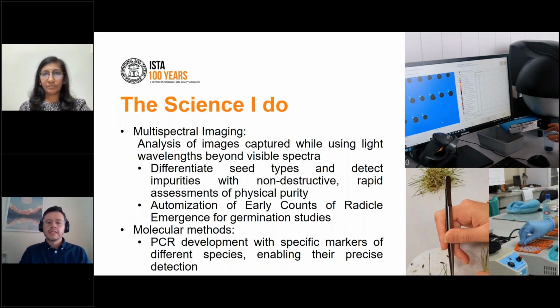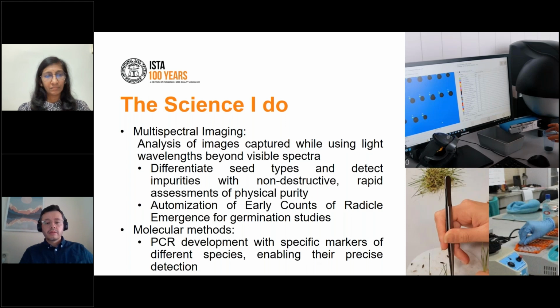On multispectral imaging, I'm also working on the optimization of early counts of radicle emergence. This is for grasses, so ryegrasses and Festuca types. This is to be linked with how we can correlate the early counts of radicle emergence to the final normal seedlings, the final germination capacity. So we are exploring this topic too.